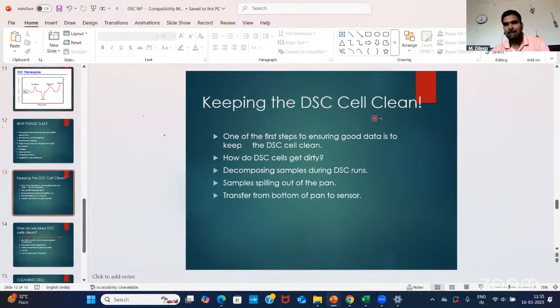Keeping the DSC cell clean. One of the first steps to ensure good data is to keep the DSC cell clean. The DSC cell must be clean so that we will get good data.